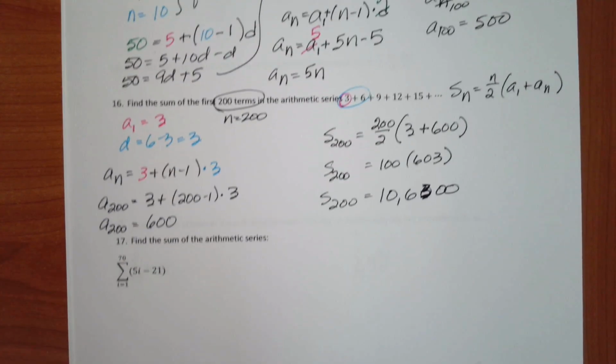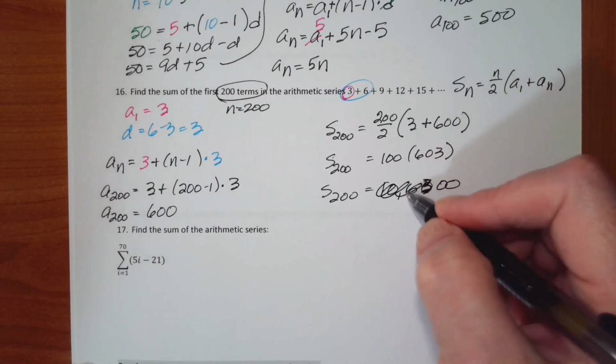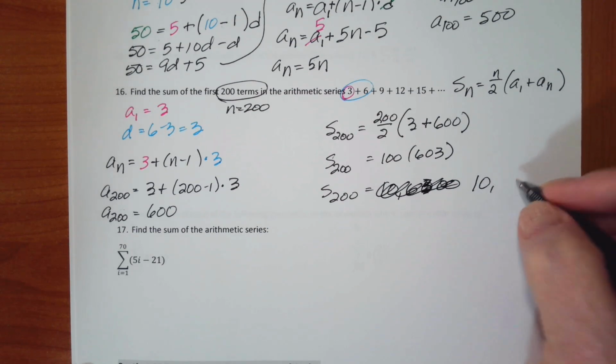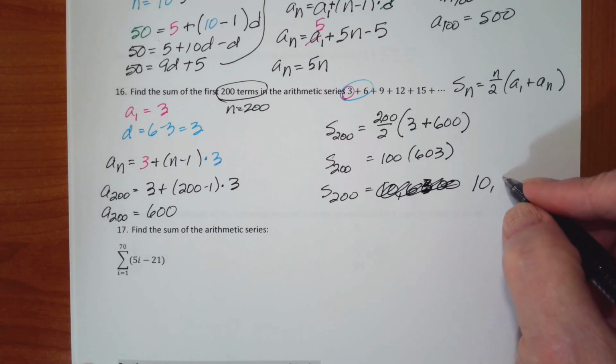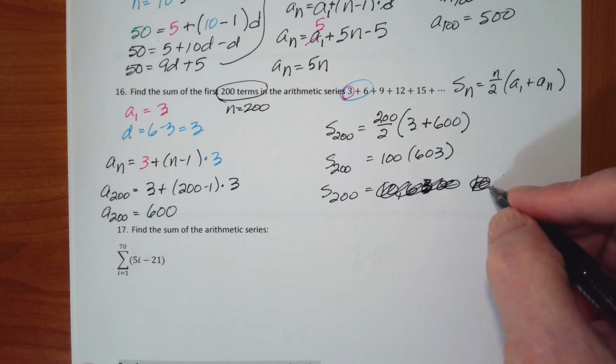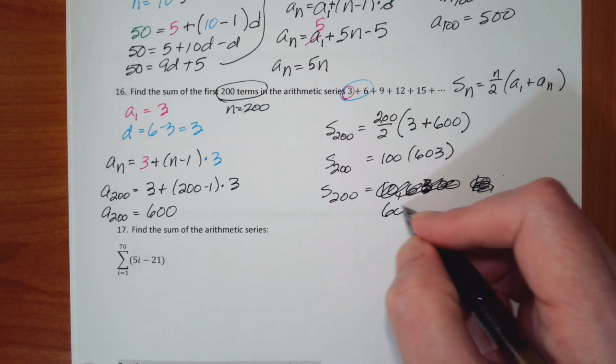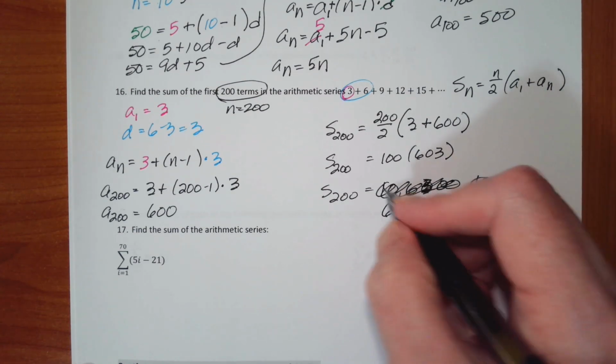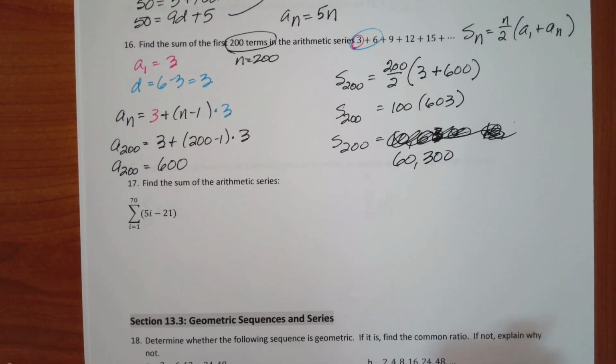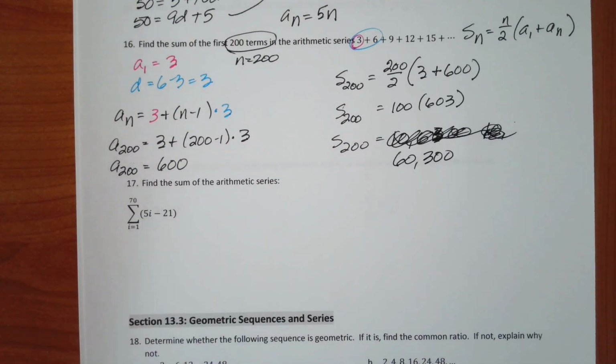I put my 0 in the wrong place. Let me rewrite that. That's 60,300. Goodness gracious. See, I can do all of the fancy stuff. It's the arithmetic that's tough.